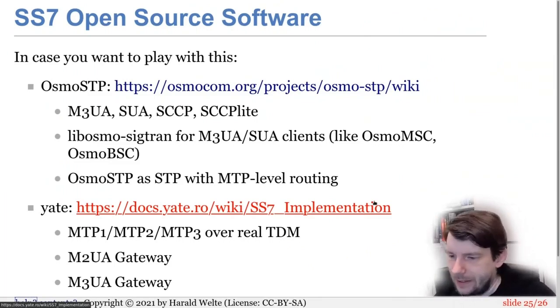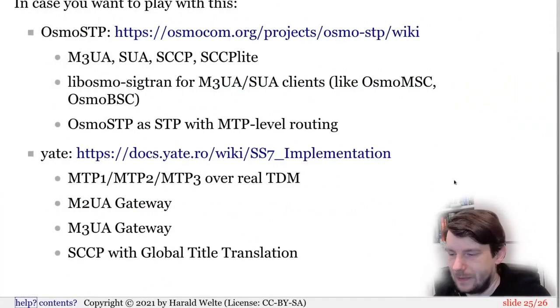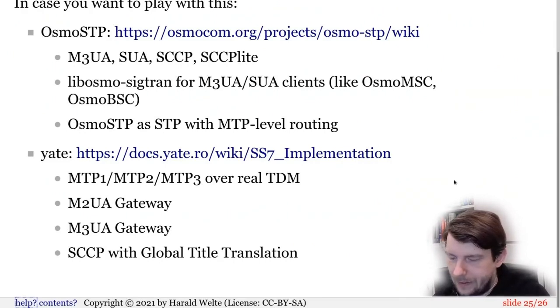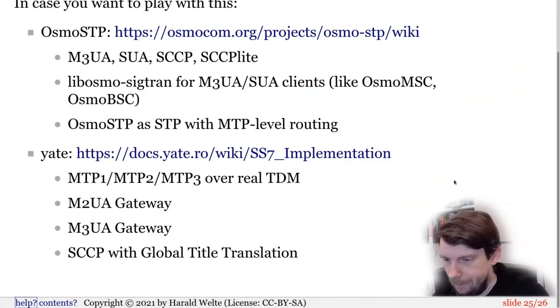The other one is Yate, which some people may know as PBX or soft switch software, maybe with use cases that people would normally or more frequently do with Asterisk or FreeSWITCH. Yate has a very strong SS7 stack, including a TDM SS7 stack. So it really does all the MTP2, MTP3 over real TDM interfaces with, for example, DAHDI cards. It supports M2UA, M3UA gateway, and SCCP with global title translation.